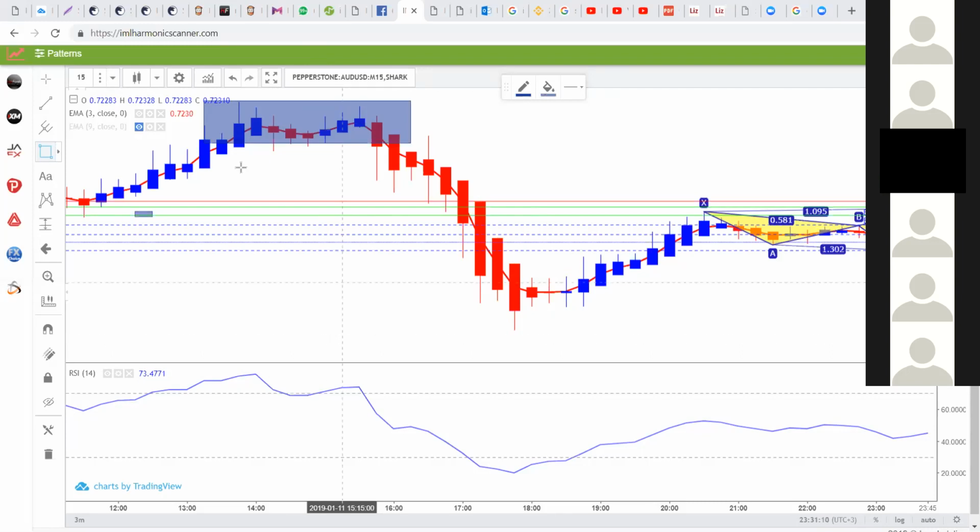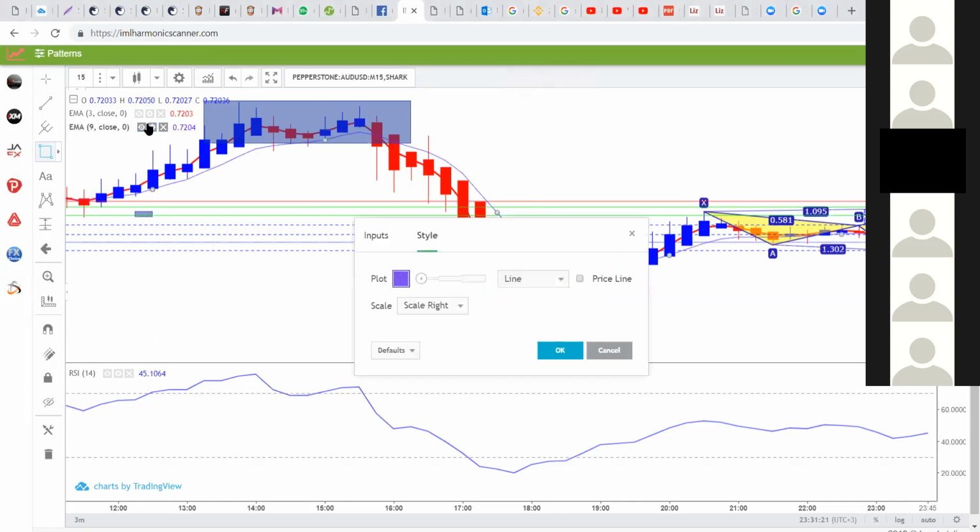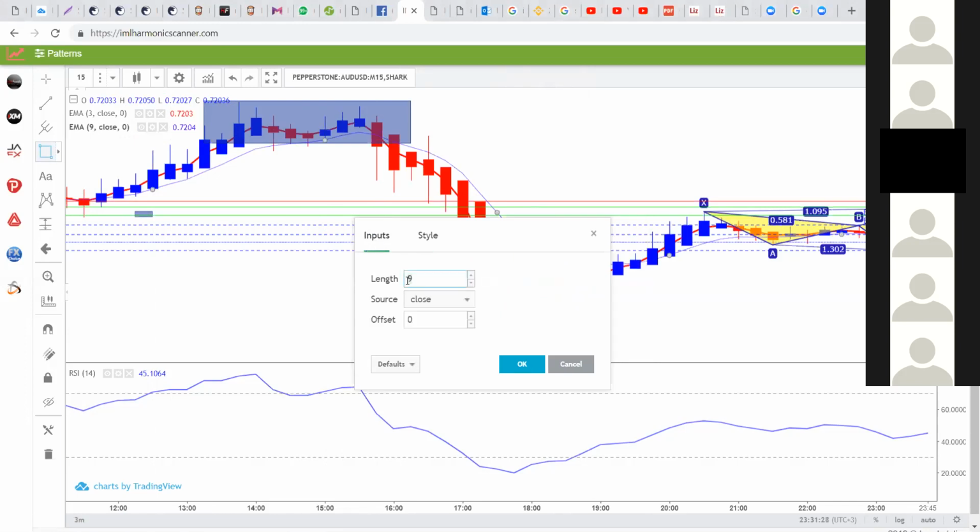All right. So we're going to add another EMA. This is the second EMA, right? That I'm adding. So let me unhide it. And then I'm going to change the format of this second EMA. All right, format. Now, this one, input first. I'll go to input. The length of this one is going to be 10.